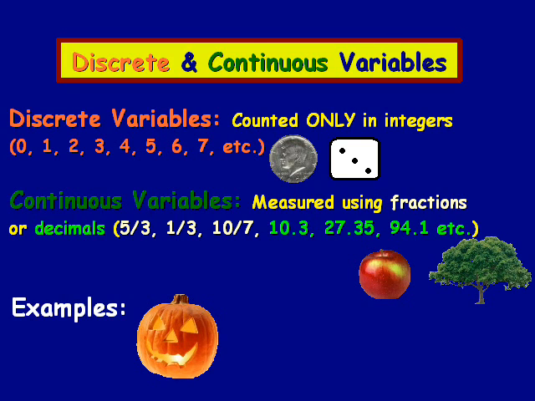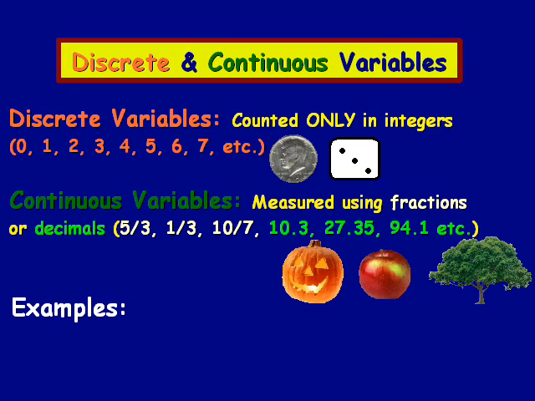Now let's say we have a pumpkin, and we want to know, well, what is the weight of the pumpkin? Again, we're going to have answers come in decimals or points or fractions or whatever you want to call it, and that's going to make it a continuous variable.